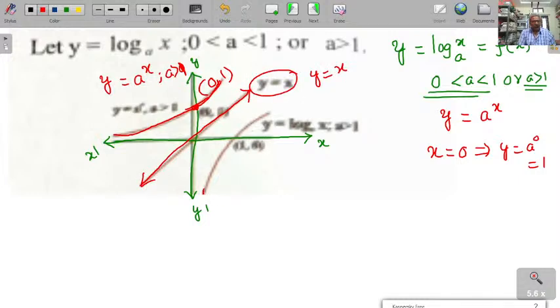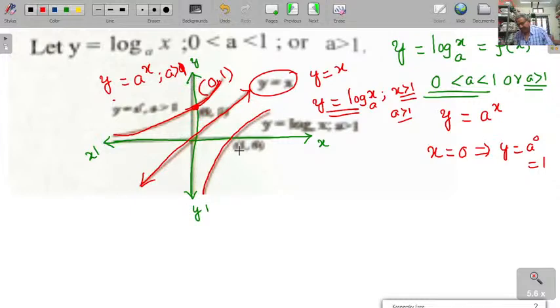Now this is the logarithm, that is y is equal to log x to the base a. This is the logarithmic function graph, where x is positive and also a greater than 1. So this is actually the mirror image. Both y is equal to log x to the base a and y is equal to a power x are mirror images about y is equal to x. They are symmetric about this line. And also this y-axis is called the asymptote to this logarithmic function.